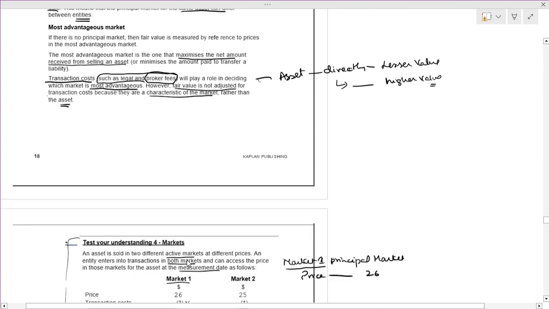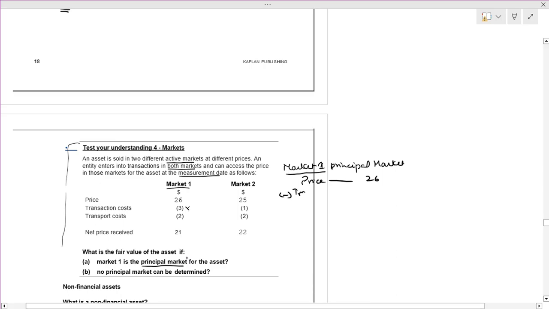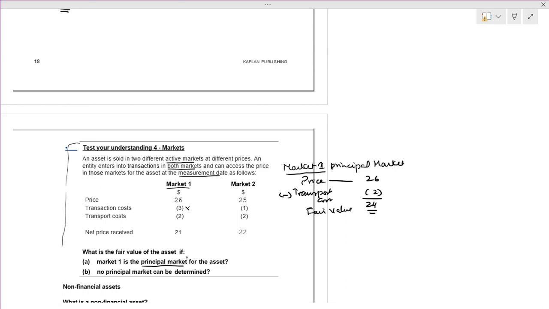Okay. Now, you see the thing: less transport cost. How much is there? It is 2. This is going to be the fair value. Okay. Now, this is the first one.